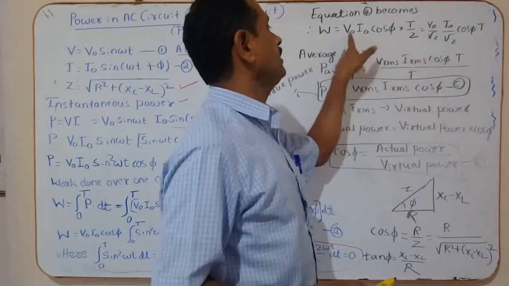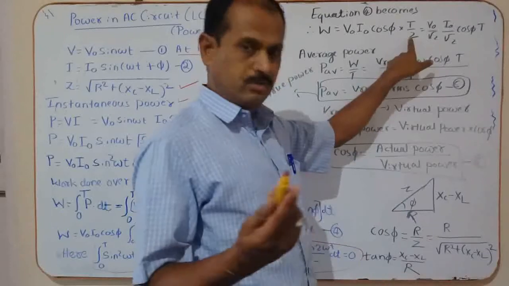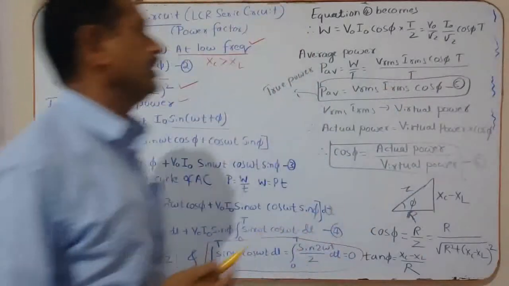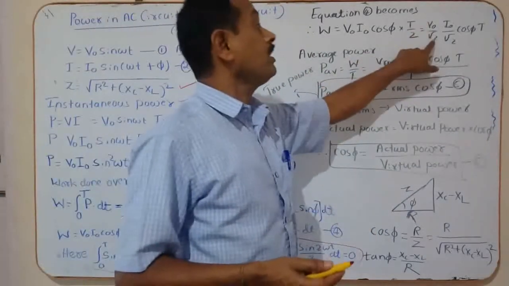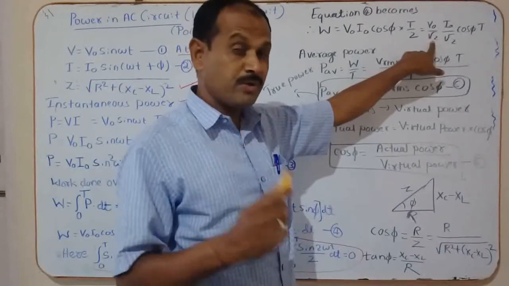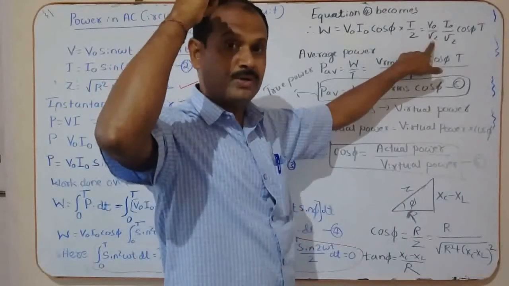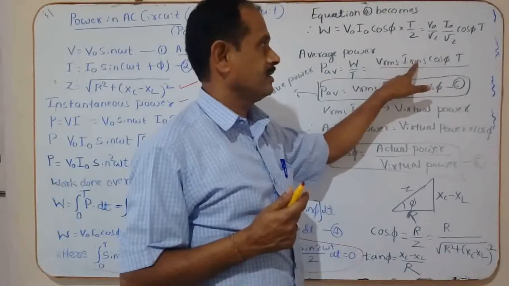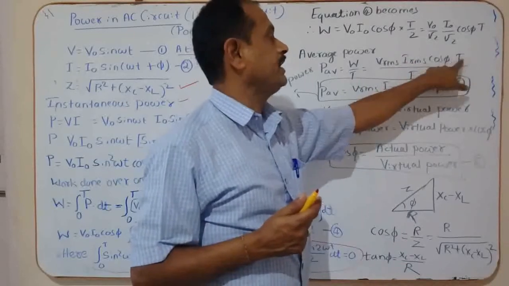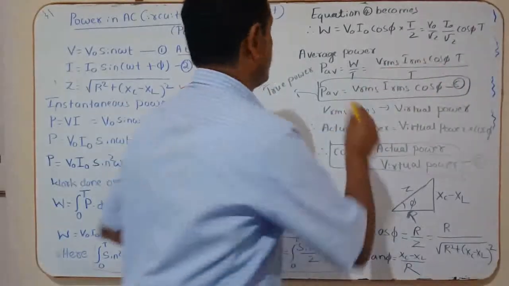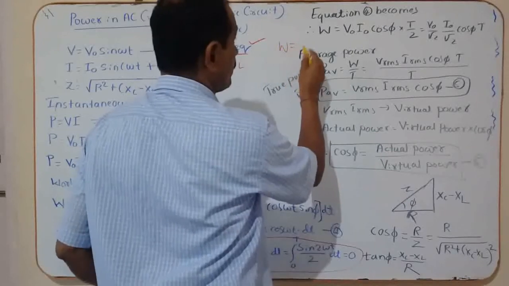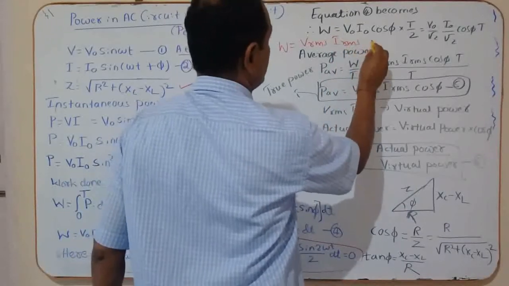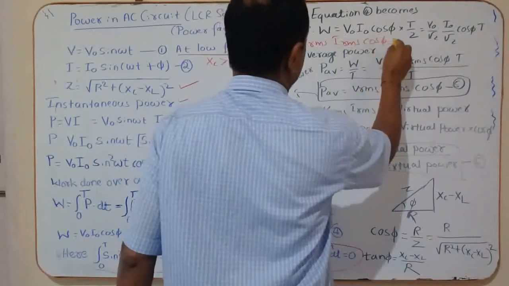Here I make the 2 into root 2 times root 2, again 2. Now P naught divided by root 2, I naught divided by root 2, cos phi into t. Now P naught by root 2, this is the root mean square value. We have to see the previous video clip again. P naught by root 2 and I naught by root 2 are V rms and I rms, into cos phi into t. So the expression is W is equal to P rms into I rms into cos phi into t.